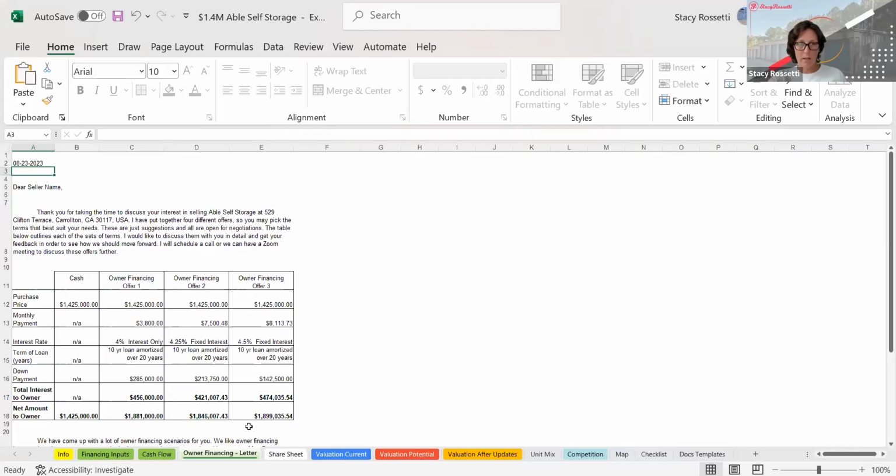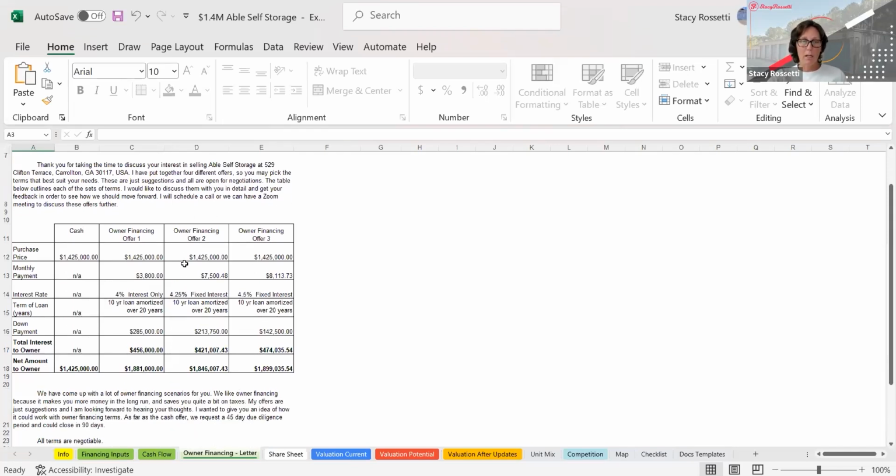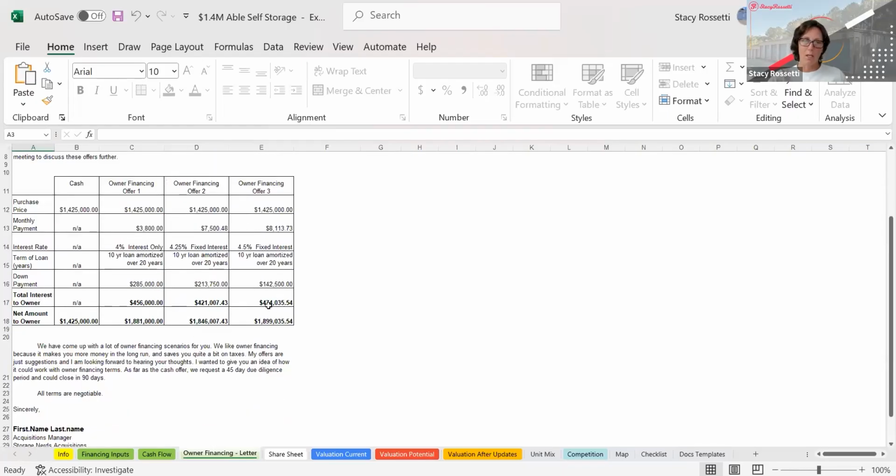You could actually make another 400 grand if you own or finance the still to us. And we show what the total interest to the owner is and what the net amount to the owner is. Okay. And so this is kind of the little table that we show. And of course, our little letter says, like, everything's negotiable. Give us your idea what you want.